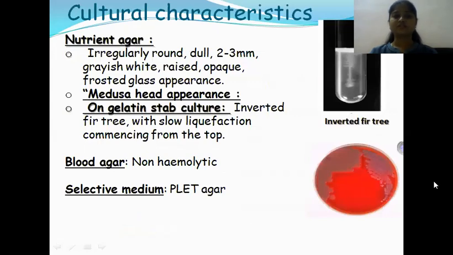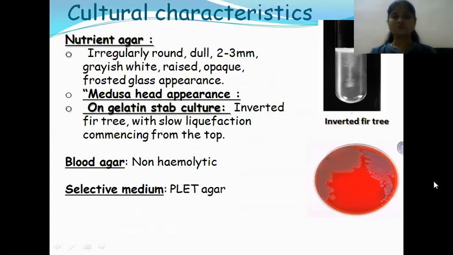Coming to the cultural characteristics, on nutrient agar, the colonies which appear are irregularly round and dull. These are pretty large colonies of about 2 to 3 mm in diameter, and they are grayish white in color. It gives a typical frosted glass appearance. If the edge of the colony is observed under the low power of the microscope, the long chains of the bacilli give the appearance of entangled matted hair, which is typically called the Medusa head appearance.